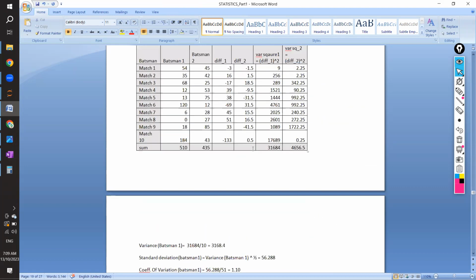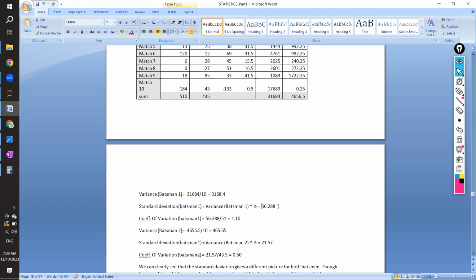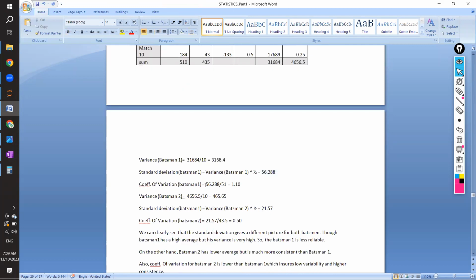Agree? So we know the mean is 51. Now we know the standard deviation is 56. If you divide the standard deviation 56 by the mean 51, you will get this. Clear? Fine. Till here. For batsman 2, this is the squared difference. If you divide by its mean, you will get this one. Standard deviation is the square root of this. Just the square root of this is the standard deviation. And dividing this by its mean gives 43.5 above. Right? So that is this.